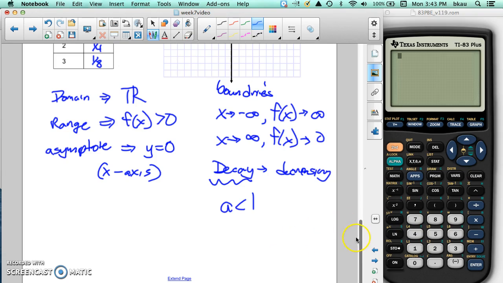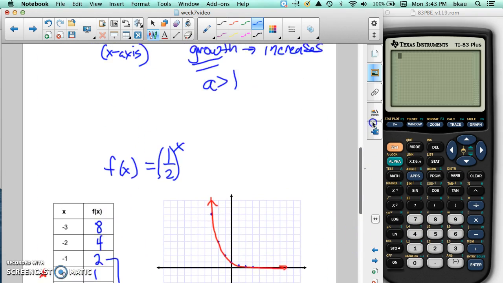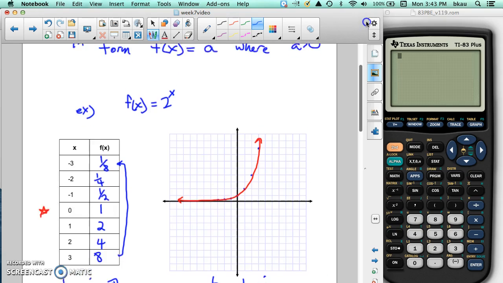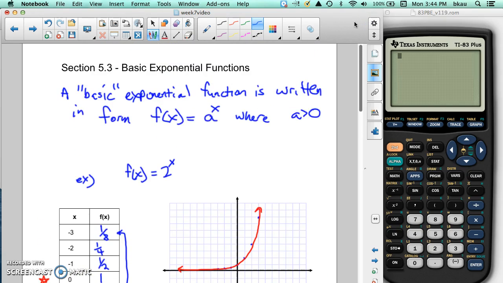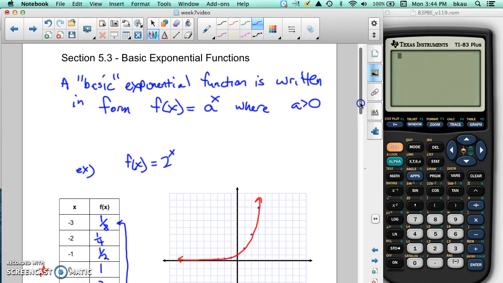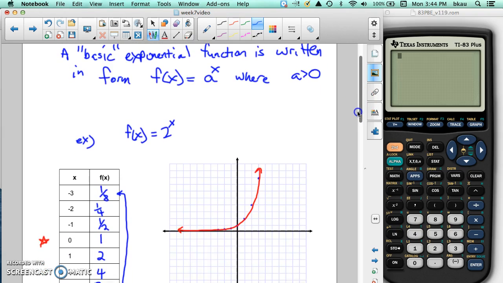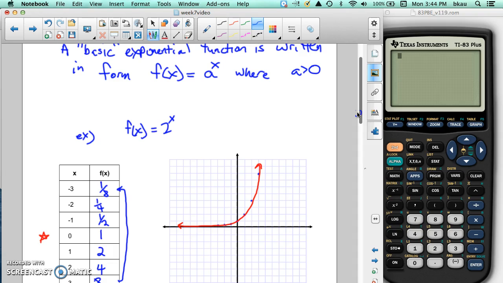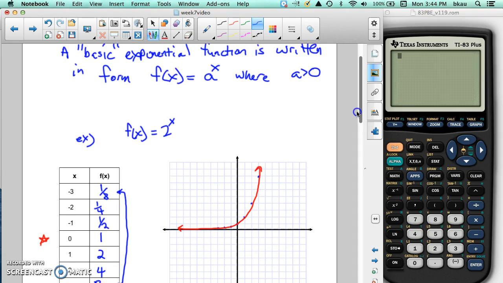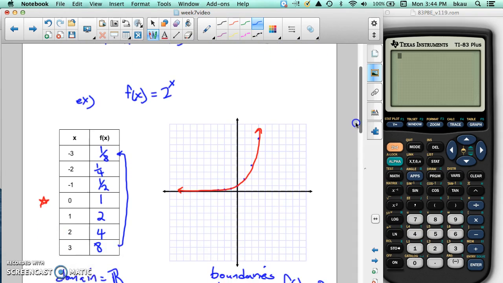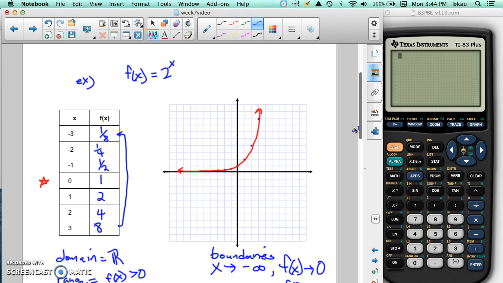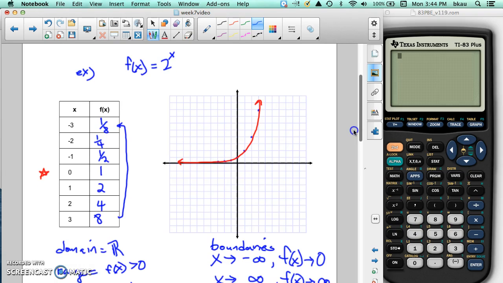Okay. So that's the basic graphs. In the next video, we're going to talk a little bit about having these change. We're going to do some transformations on this graph. We're going to move it up and down, right and left, flip it over the axes, and change the y-intercept.